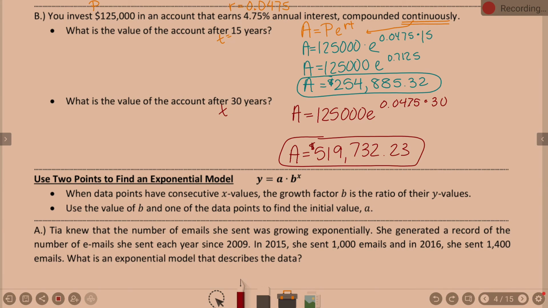Now, you don't have to live to be 117 this time. Oh, hey, I got that right. This is just 30 years. I thought I was on a different planet when I got that number. Okay. Tomorrow we will work with our only other topic in this lesson, using two points to find an exponential model, so we will talk about that tomorrow.